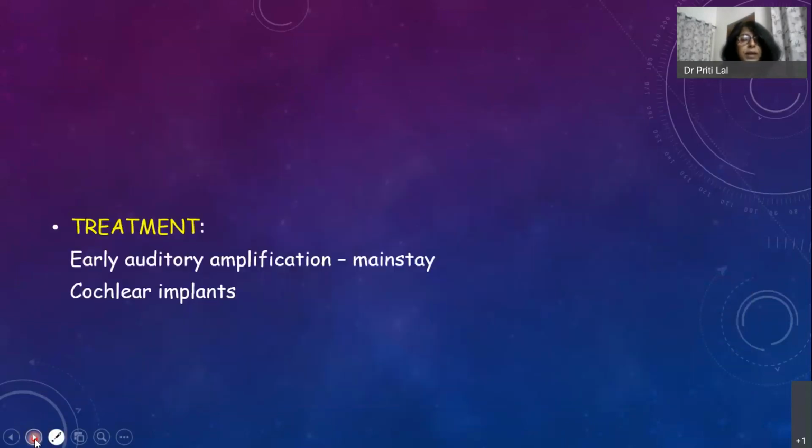Now, how do we treat these cases of enlarged vestibular aqueduct? The mainstay of treatment is early auditory amplification. And in those cases where there is profound hearing loss, we need to implant these patients with cochlear implants.